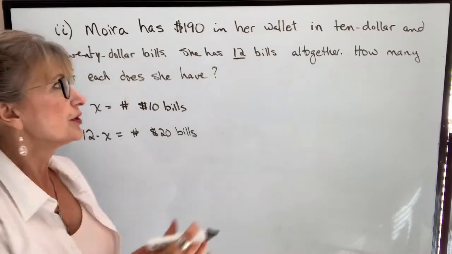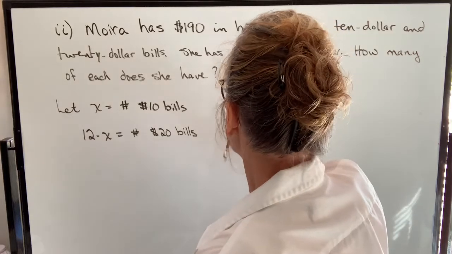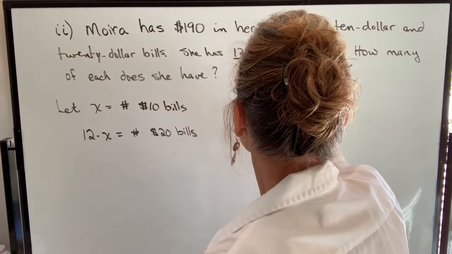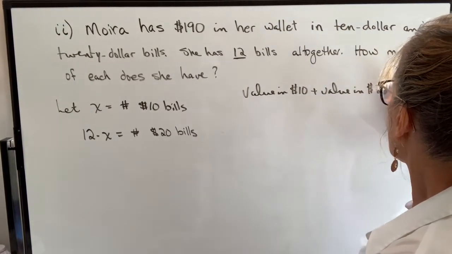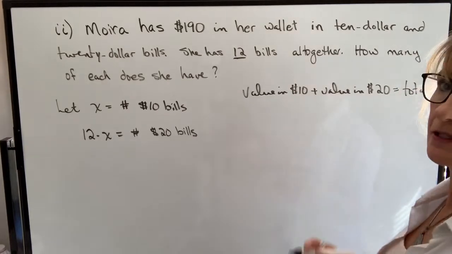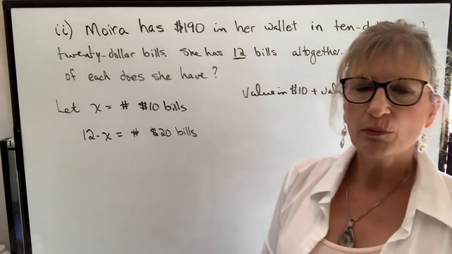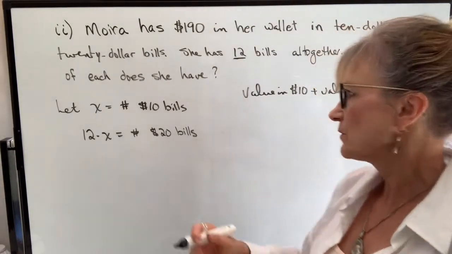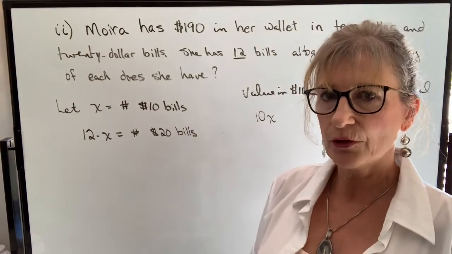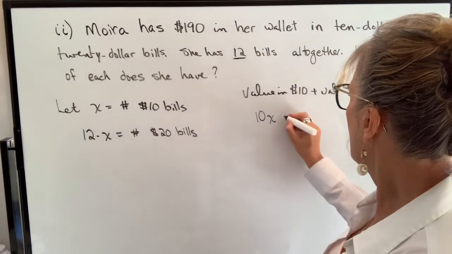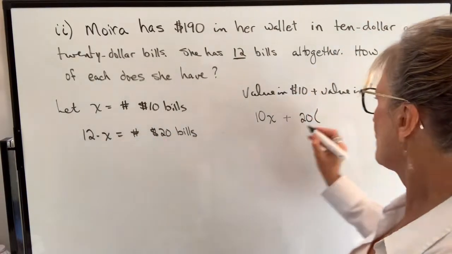What we want to make our equation about then is the value of the money. So we know that the value in $10 bills plus the value in 20s will equal the total amount of money that she has. So that's what we're going to use for our equation. The value in $10 bills, remember, is the number and the unit value. So the unit value is 10 times the number is X. So 10X would be the value of $10 bills. Then the value in 20s will be the unit value, which is 20, times the number, which is 12 minus X.